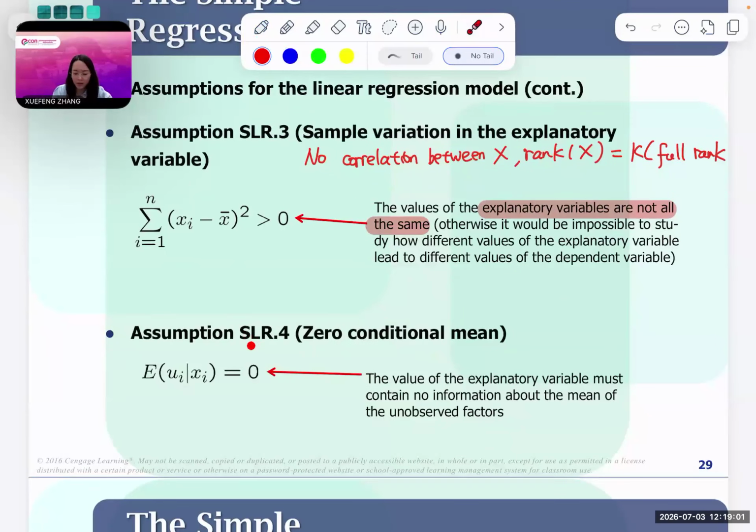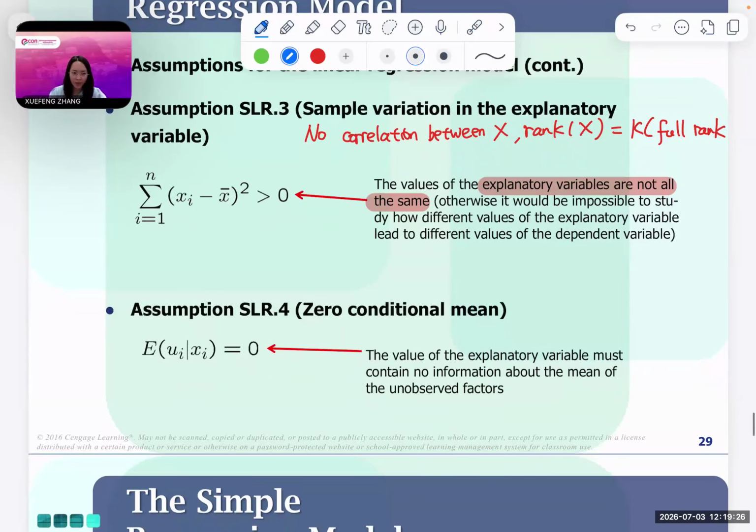Assumption SLR.4, which is zero conditional mean. Actually, we saw this assumption before, okay? It means the value of the explanatory variables must contain no information about the mean of the unobserved factor, or x and mu are uncorrelated, okay? This assumption.